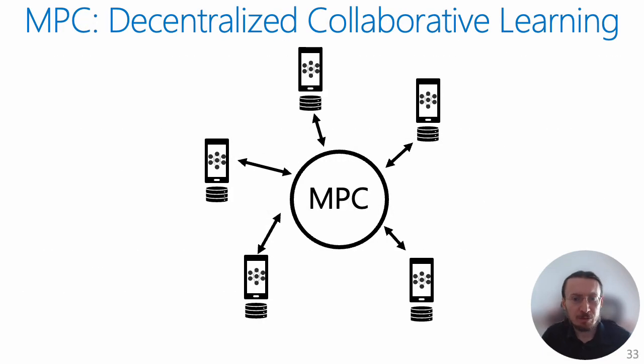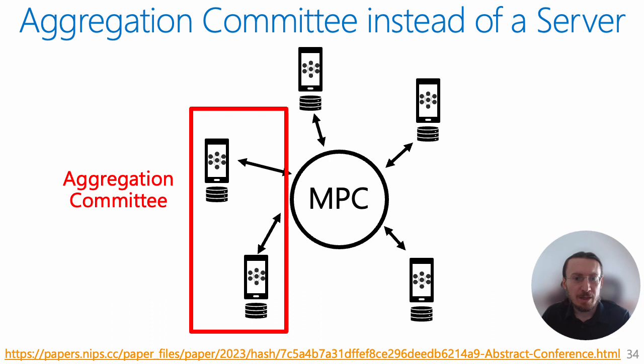The first cryptographic tool used in decentralized collaborative learning is MPC. MPC stands for Secure Multi-Party Computation, and here instead of having a single server, the clients can jointly compute the update. We will discuss MPC very soon. And then additionally, we don't want to force all the clients to jointly compute the update. We create an aggregation committee, which is a subset of the clients. So the committee is responsible for the aggregation of updates from all the clients.